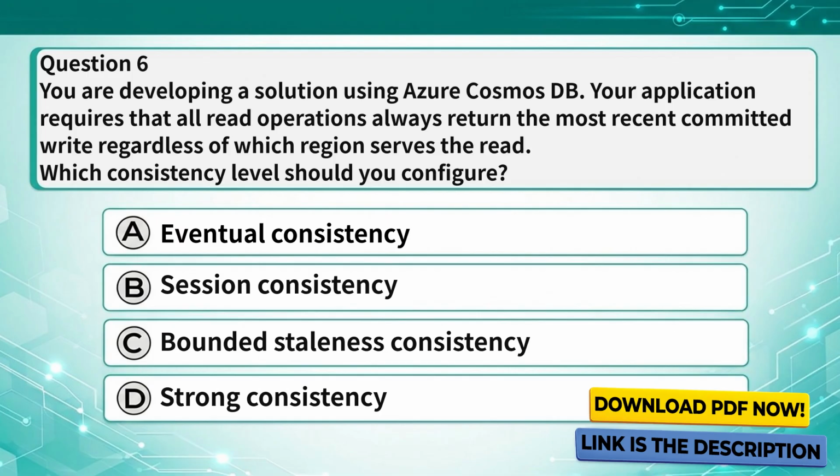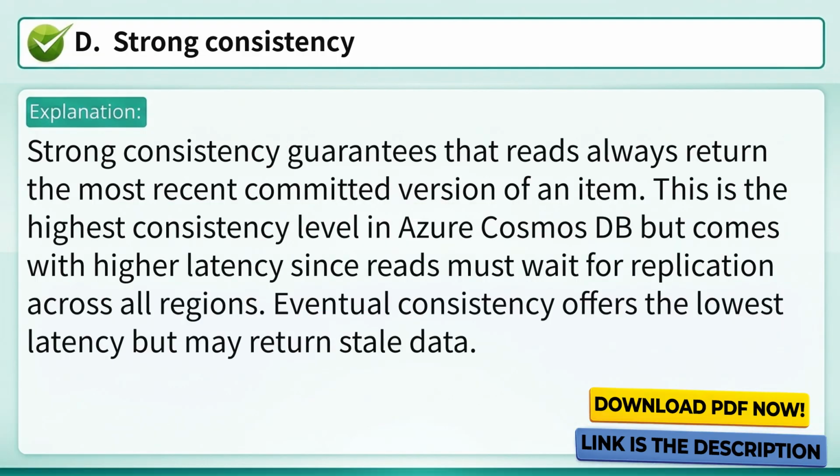Question 6. You are developing a solution using Azure Cosmos DB. Your application requires that all read operations always return the most recent committed write, regardless of which region serves the read. Which consistency level should you configure? A. Eventual consistency. B. Session consistency. C. Bounded staleness consistency. D. Strong consistency. Correct answer. D.